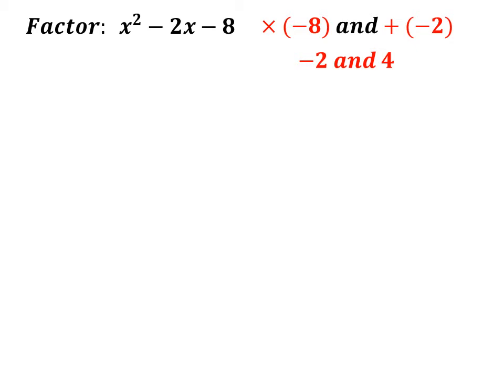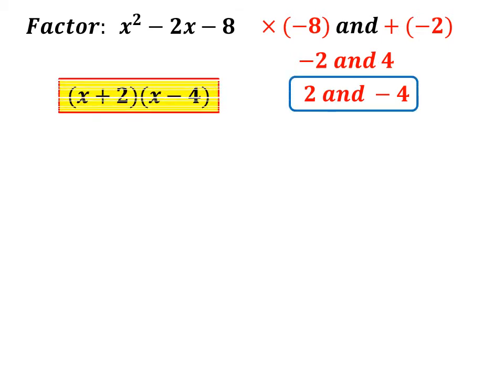If we try negative 2 times 4, we get negative 8, but negative 2 plus 4 is positive 2. We're looking for negative 2. So we'll just switch our signs. 2 times negative 4 is negative 8. 2 plus negative 4 is negative 2. So our answer will be x plus 2 times x minus 4.